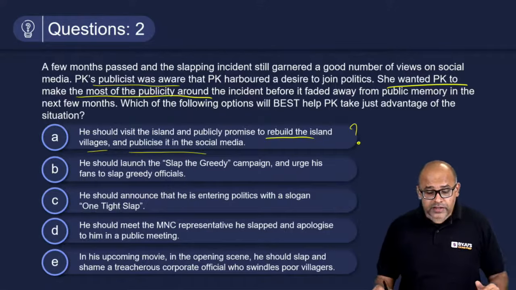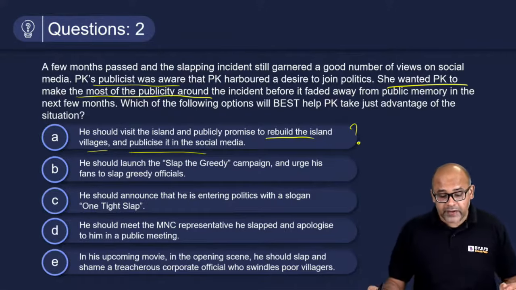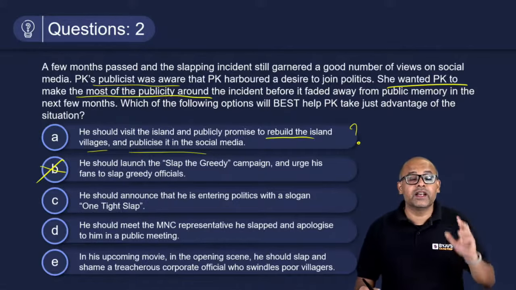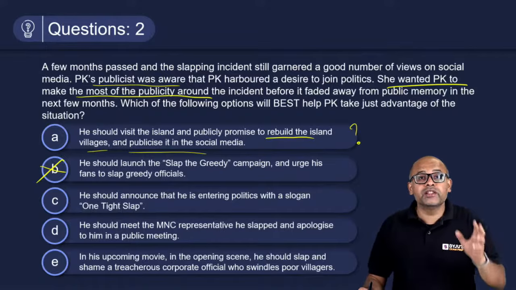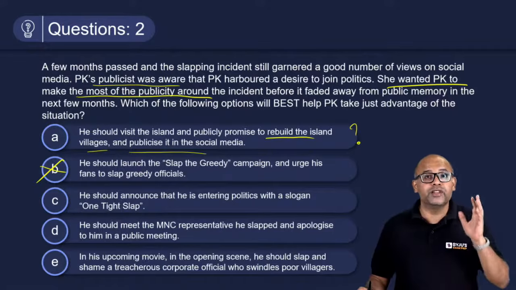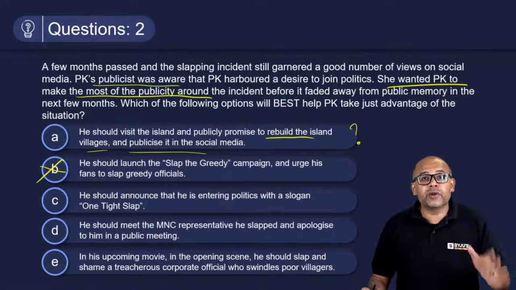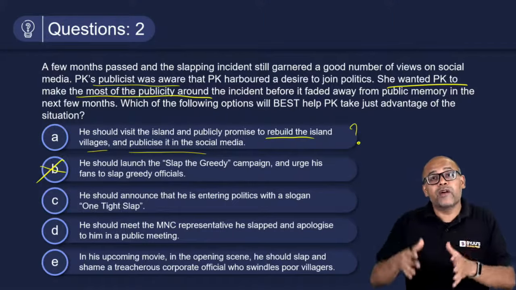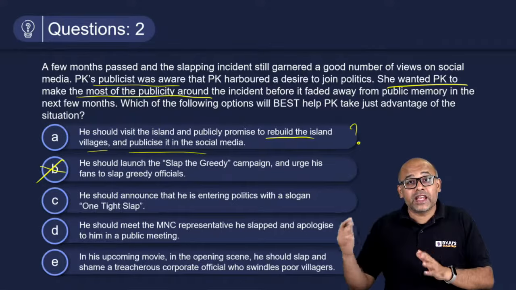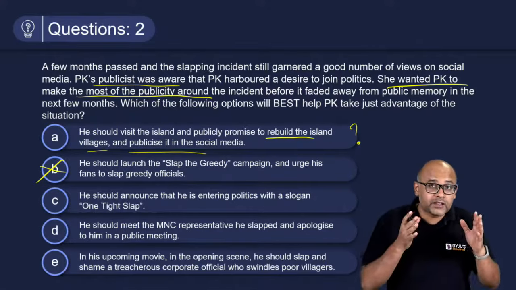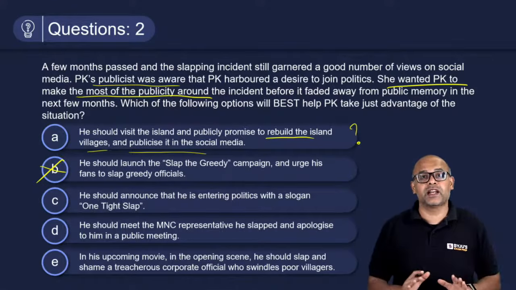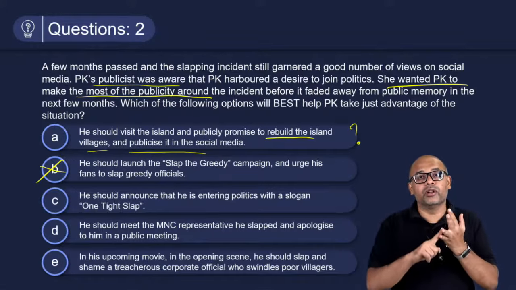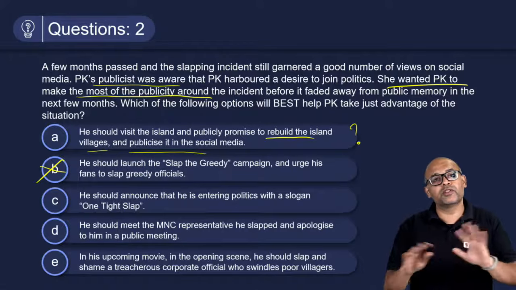He should launch the Slap the Greedy campaign and urge his fans to slap greedy officials. Well, this is straight away ruled out for a simple reason that asking somebody to indulge in violence is bad. It's not legal. Irrespective of what today's politicians are doing, even if you have real life examples of such a decision being taken by a political party, as far as decision making is concerned, you can't mark that as an answer. It's a strict no-no when it comes to either legal or immoral. Straight away, illegal or immoral, straight away take it out.